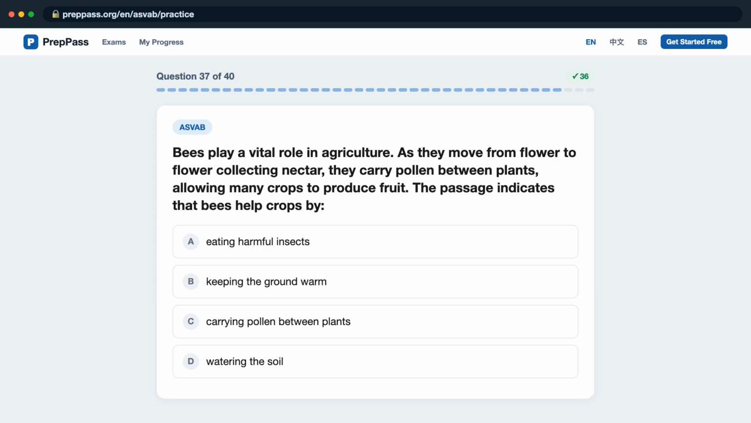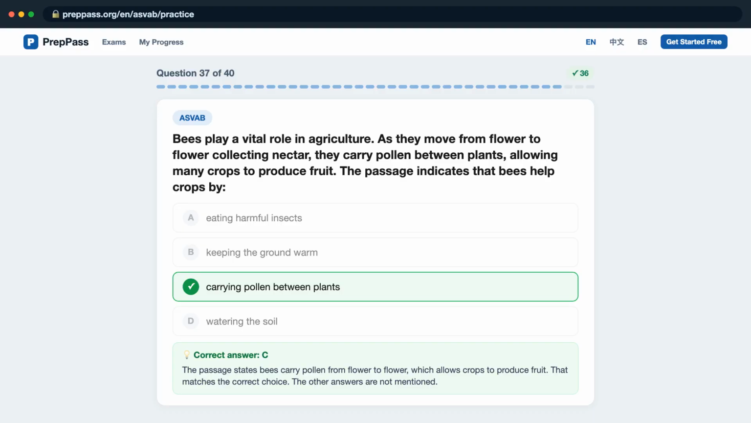Question 37. Bees play a vital role in agriculture. As they move from flower to flower collecting nectar, they carry pollen between plants, allowing many crops to produce fruit. The passage indicates that bees help crops by, is it A, eating harmful insects? B, keeping the ground warm? C, carrying pollen between plants? D, watering the soil? The correct answer is C.